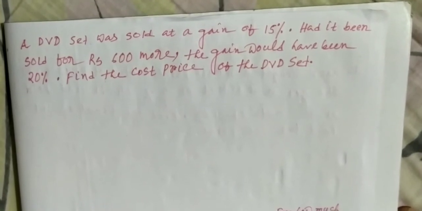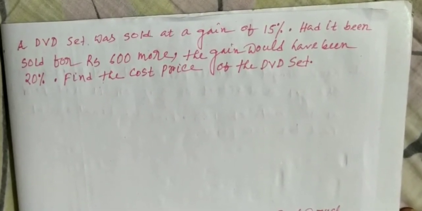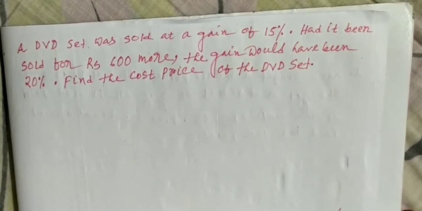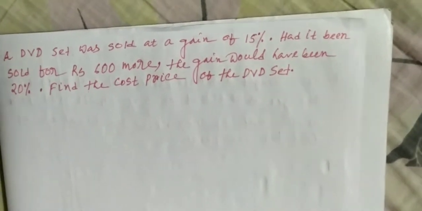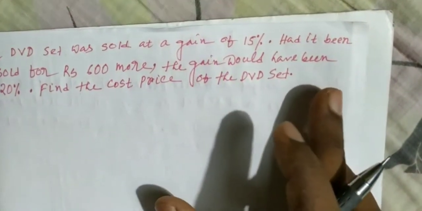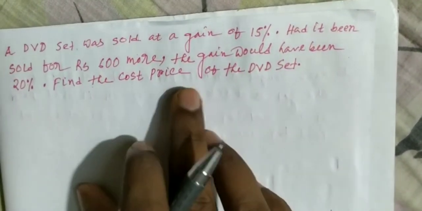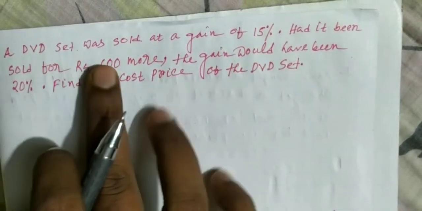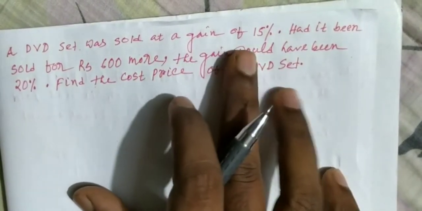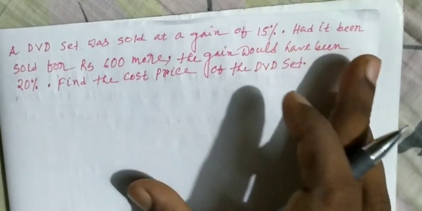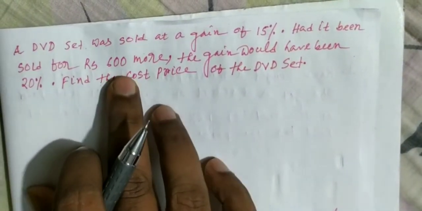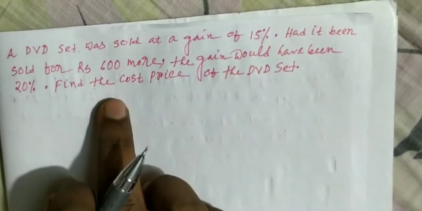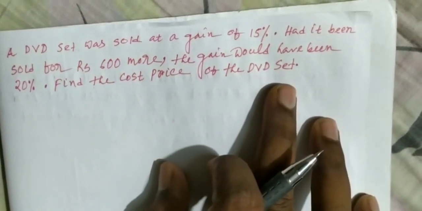A DVD set was sold at a gain of 15%. Had it been sold for rupees 600 more, the gain would have been 20%. Find the cost price of the DVD set. Once more, a DVD set was sold at a gain of 15%. Had it been sold for rupees 600 more, the gain would have been 20%. Find the cost price of the DVD set.